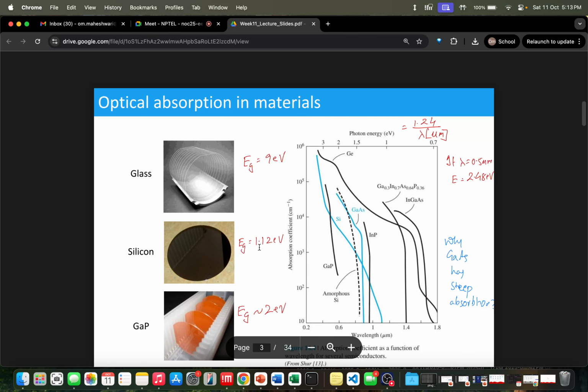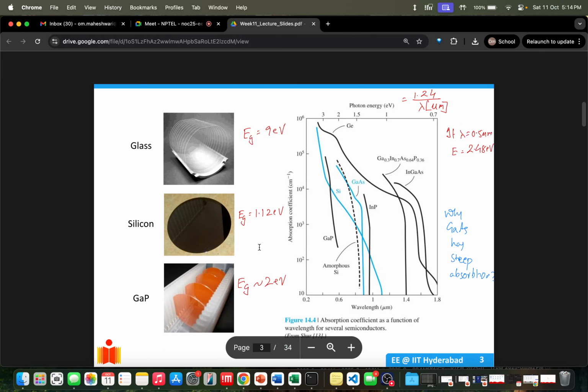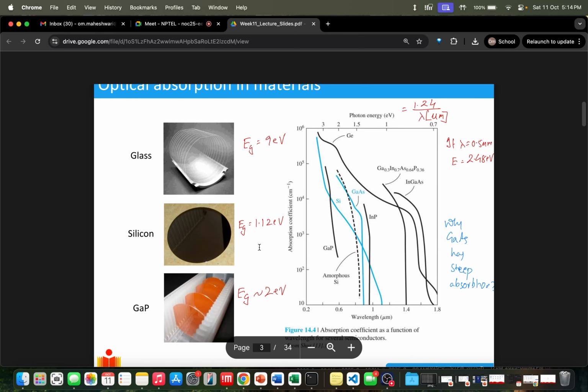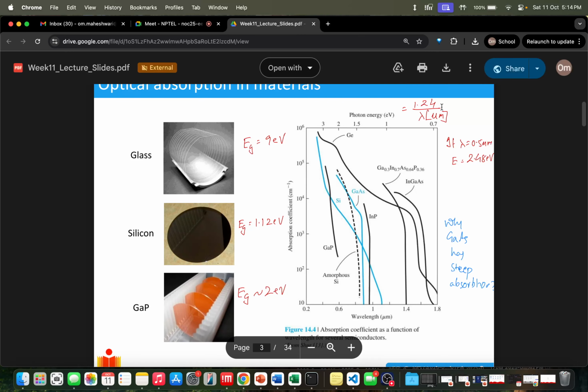So this shows the optical absorption in materials. Photon energy is 1.24 by lambda in micrometers. If lambda is 0.5 micrometer, energy is 2.48 electron volts.